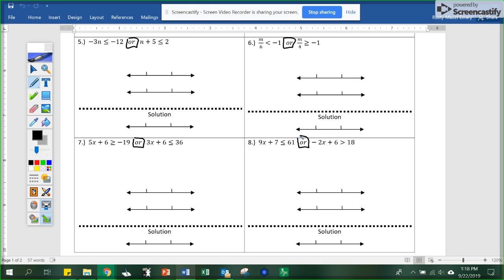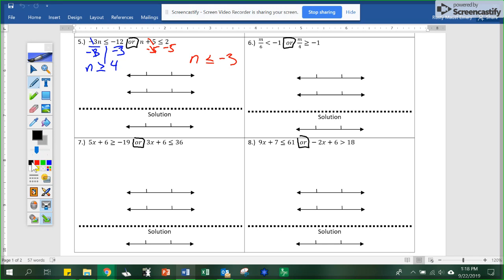So notice even before with the ands, we solve these as two separate inequalities. So treat them as two separate inequalities first. So I'm going to divide that first one by -3. I get n is greater than or equal to 4. So again, think about why I switched the inequality sign. I divided by a negative. The second inequality, subtract 5. I get n is still less than or equal to -3.